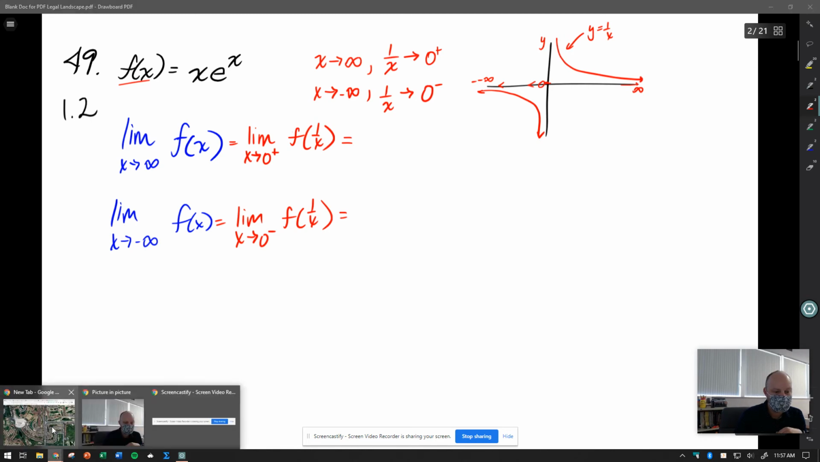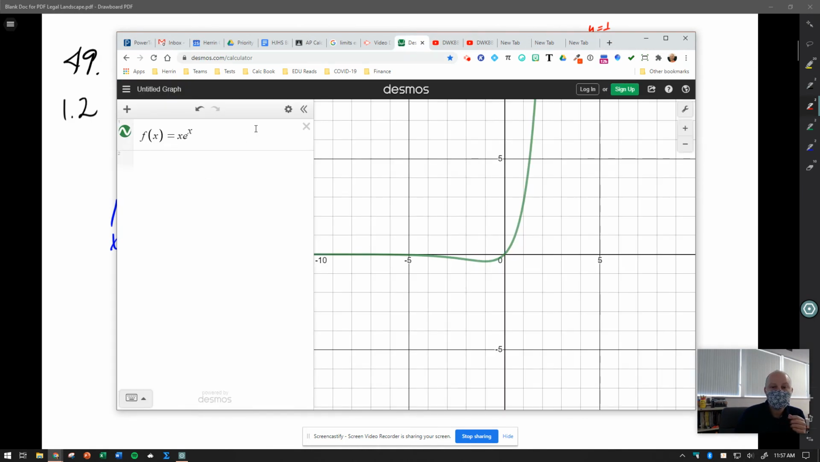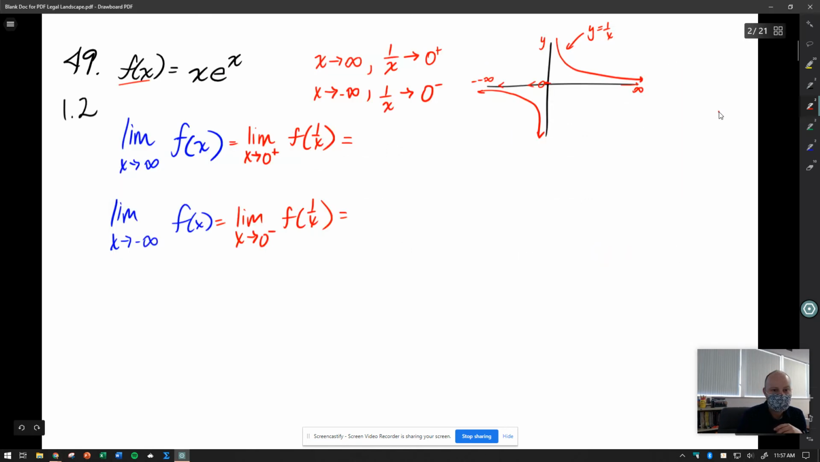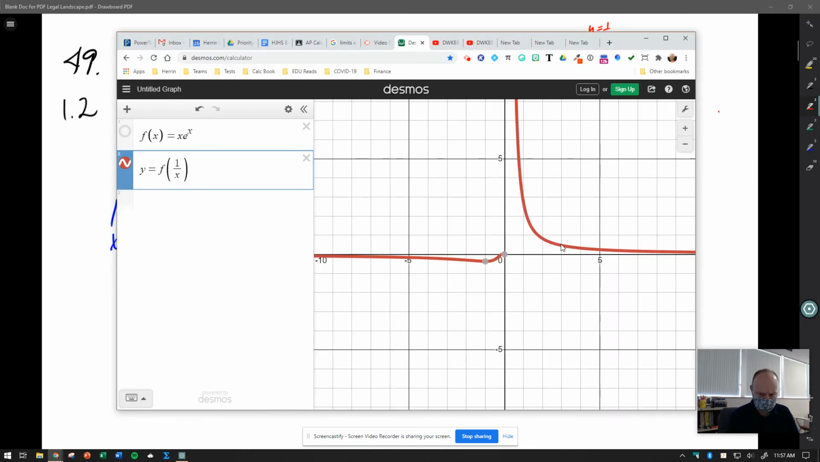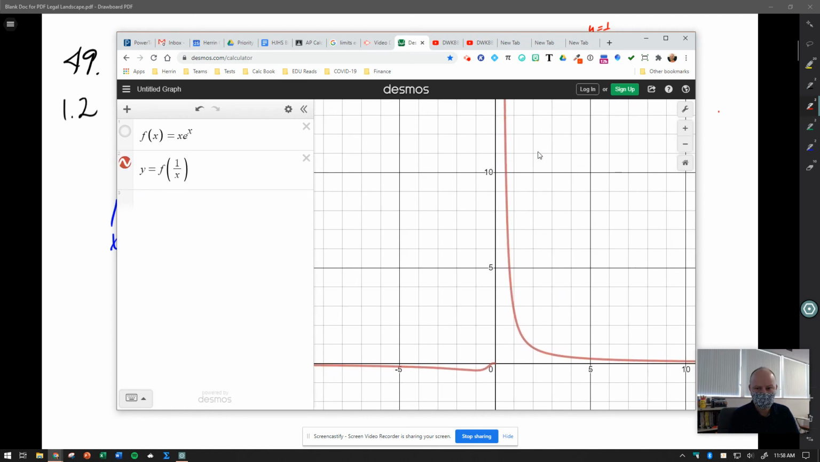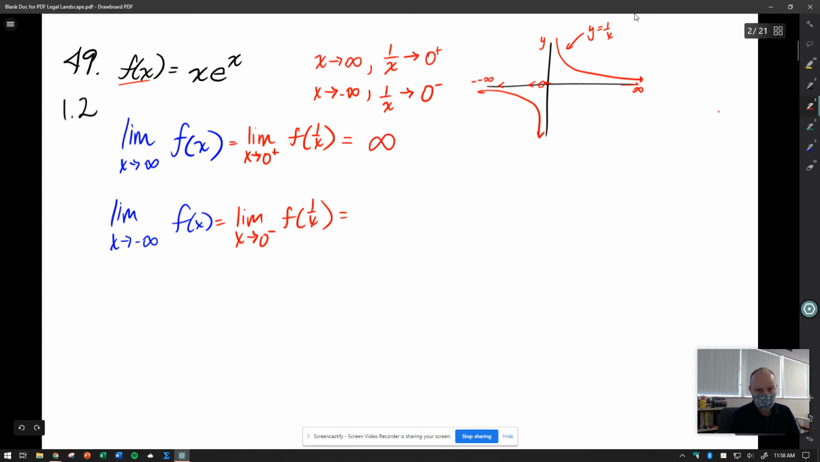So over to Desmos. Here is the graph of f of x, but I'm going to graph y equals f of 1 over x. And let's just take a look at that one. So here we are in red, and we know that we're after the limit as x goes to 0 from the right. That's the equivalent for x goes to infinity. As x goes to 0 from the right, we see that this function goes up, up, up, grows without bound. So this is going to be infinity.